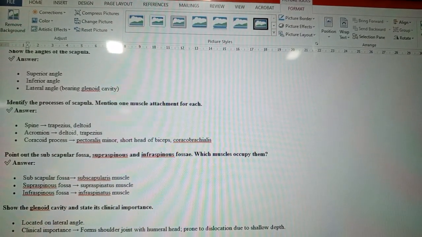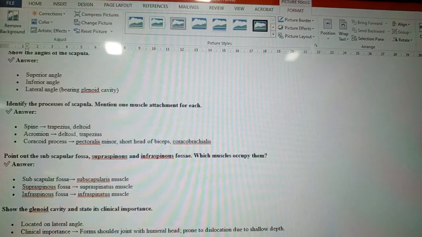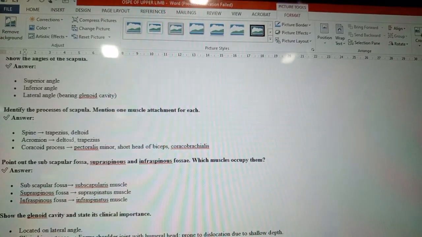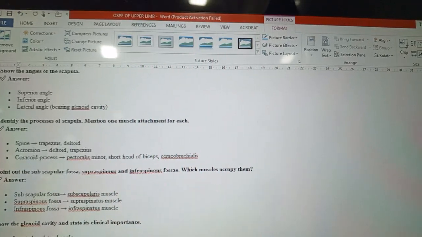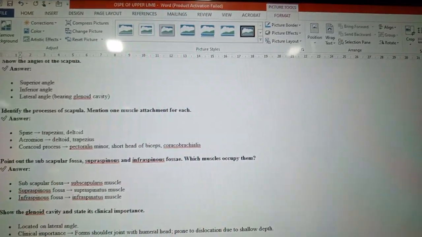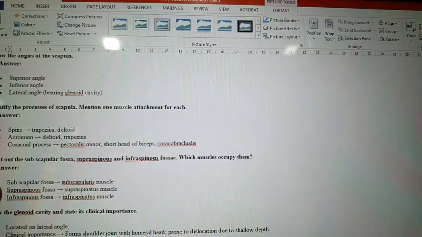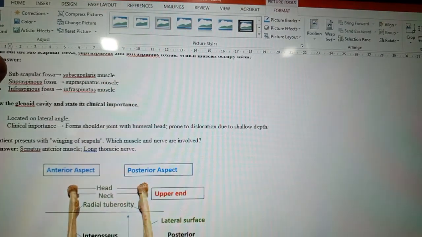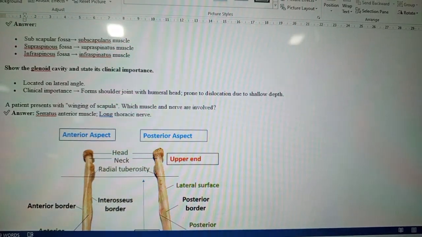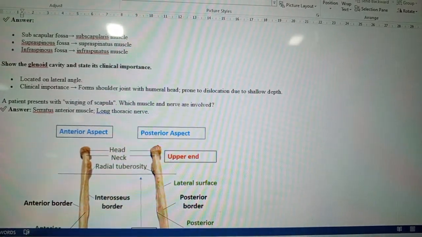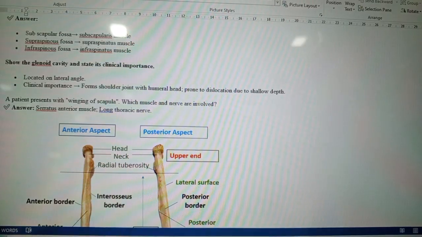Now subscapular fossa, supraspinatus fossa: the examiner or facilitator can ask you to point out the subscapular fossa, supraspinatus fossa or infraspinatus fossa, and the attachment of the muscles. The name indicates the muscle. This is very easy. Okay, on the subscapular fossa, subscapularis muscle, supraspinatus fossa, supraspinatus muscle, and infraspinous fossa, infraspinatus muscle is going to be attached.